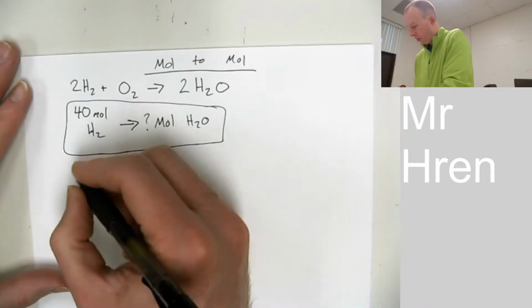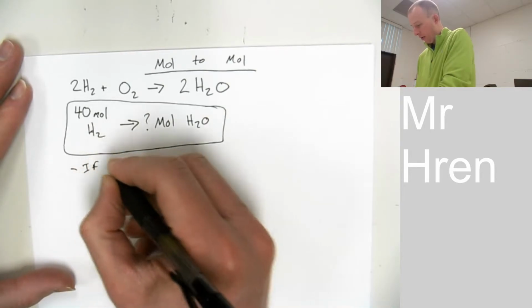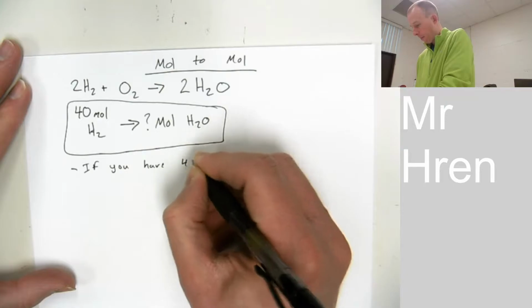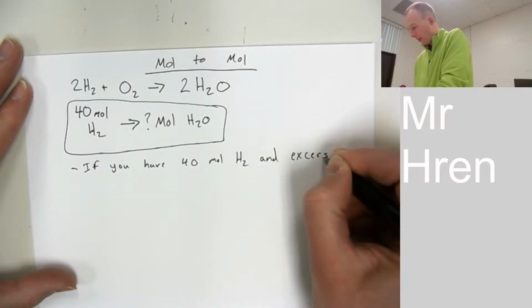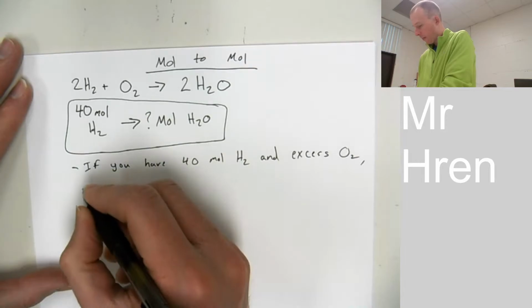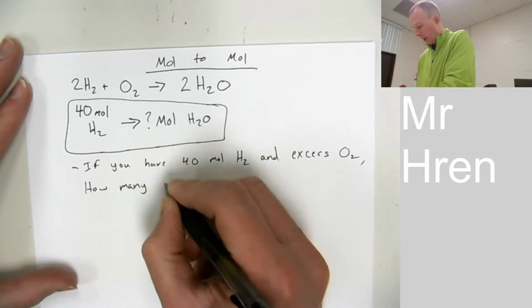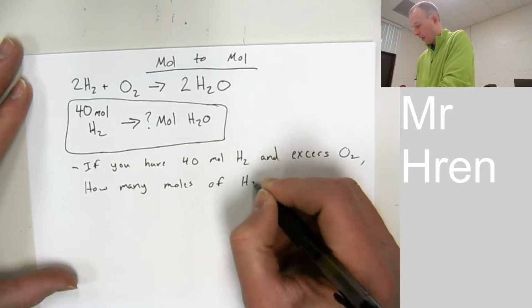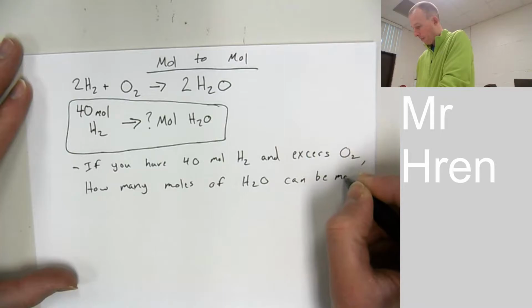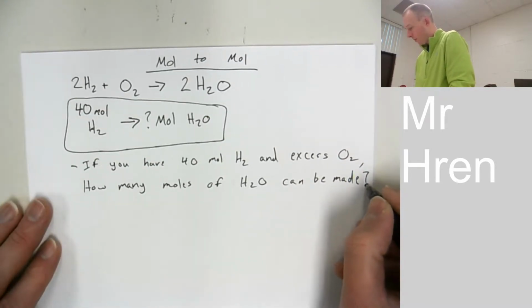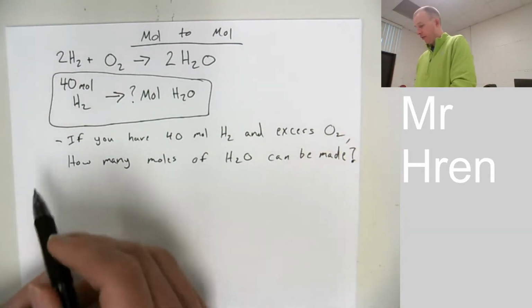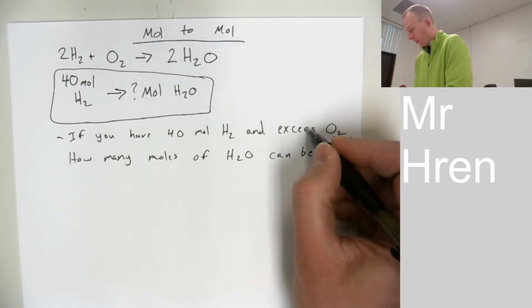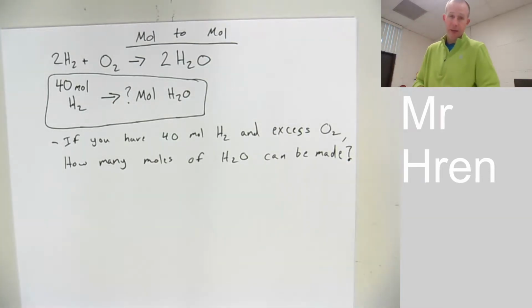Now, the way this might be worded, you might see a problem that says something like this: if you have 40 moles of H2 and excess O2, how many moles of H2O can be made? That's the type of problem you might see written out reasonably clearly in terms of the wording. Now, what is this excess thing? What is the deal with that?